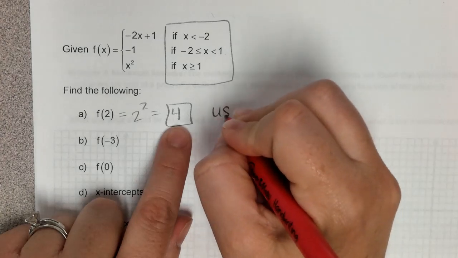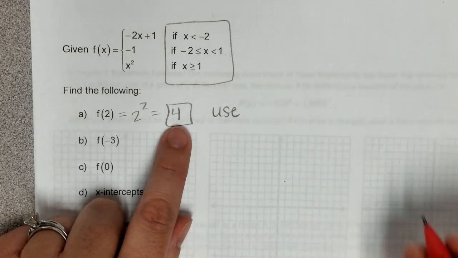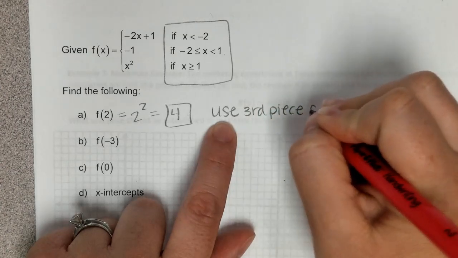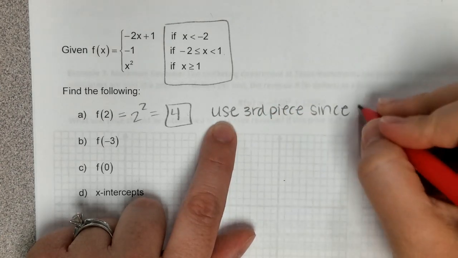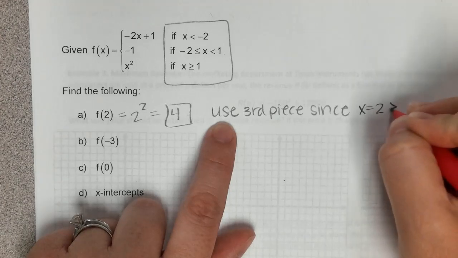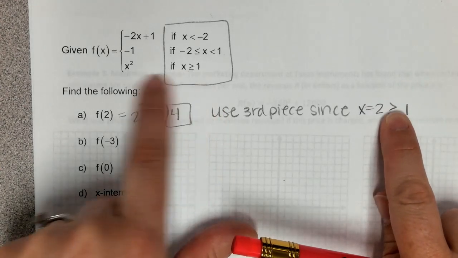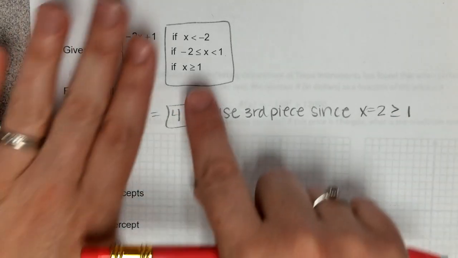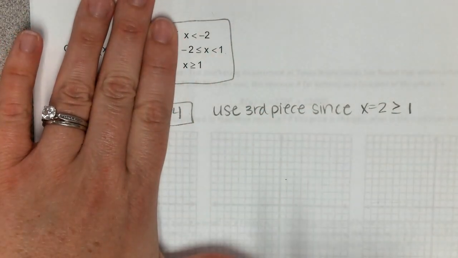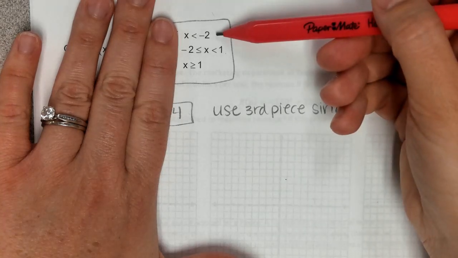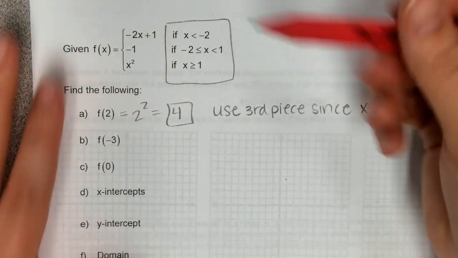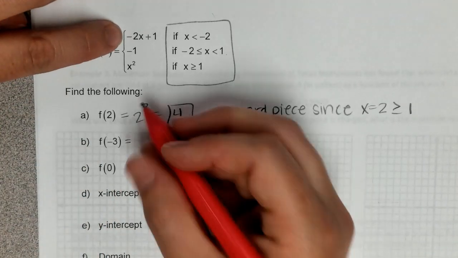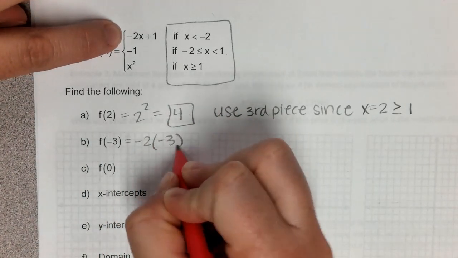Very good. That's how you got that value. Here, this right here is not something that you have to write. I'm just writing it down for notes. We are using the third piece since x equals 2 is greater than or equal to 1. It fits in this category, okay? All right, f of -3. Look at your restrictions. Where does -3 fall? The first piece. Is that less than -2? Yes, we're going to use the first piece for this one. So how do I calculate f of -3? You plug it in. -2 times -3 plus 1.